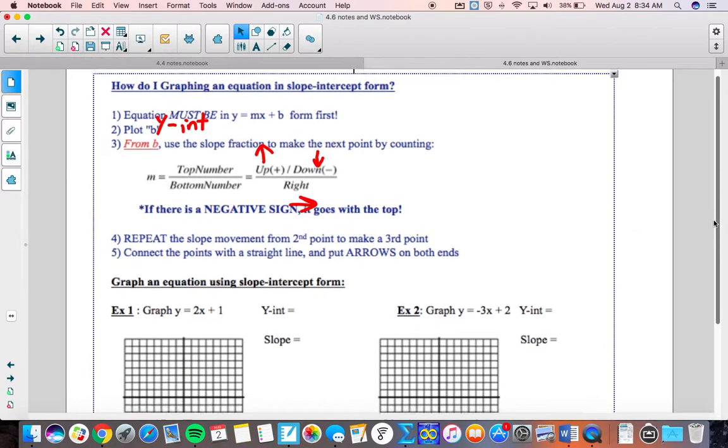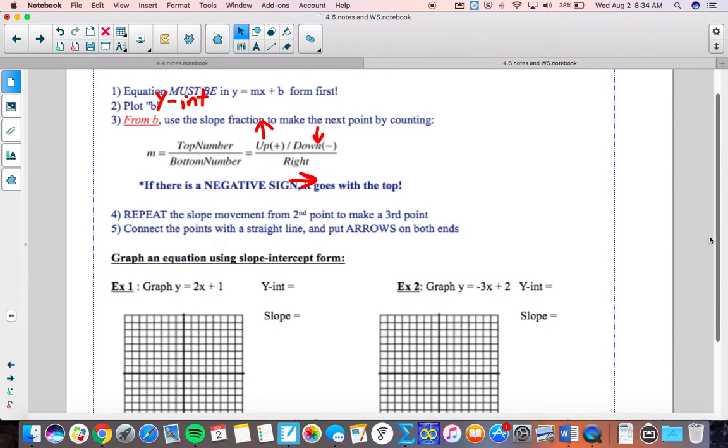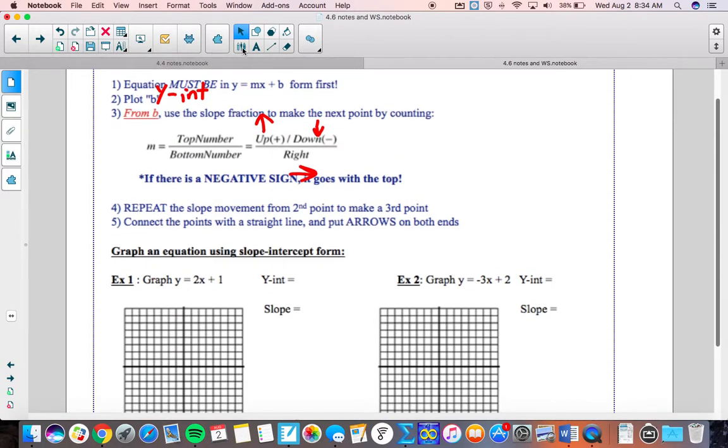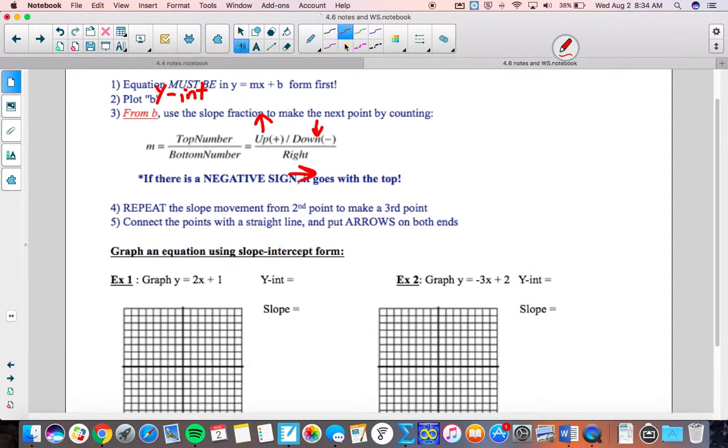So, example number 1 is in slope-intercept form. That's awesome. So what is the y-intercept? That's our first step. That's step number 2, but that's our first action step once it's in slope-intercept form. So the y-intercept is 1. So on the y-axis, we go to positive 1, which is right there.